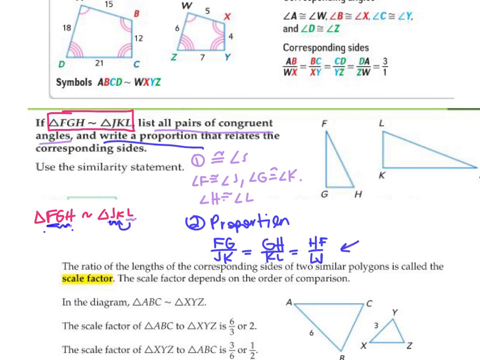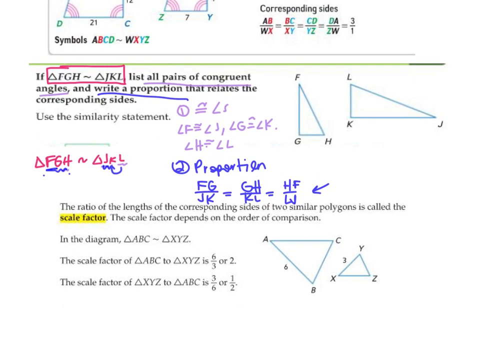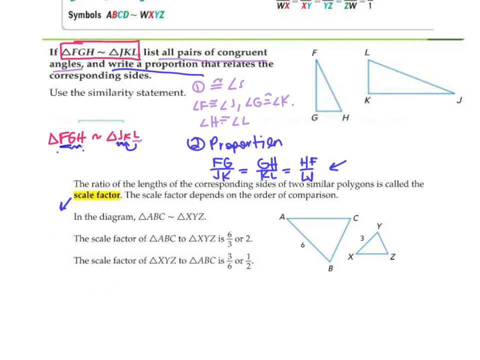One more thing, the ratio of the lengths of the corresponding sides of two similar polygons is called the scale factor. What the scale factor does is it just says from this image to this image changes by this much. Scale factor is how much changes between shapes.